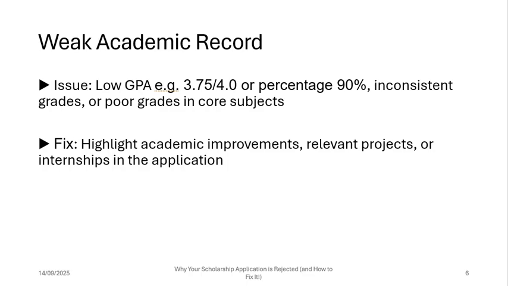So how can you fix that? Make sure that you highlight your other academic improvements as well, and also make sure that you write about your internships and the activities you have performed relevant to a similar degree or similar department, so that you can cover your weaker CGPA, or you can at least support your application with some additional details.